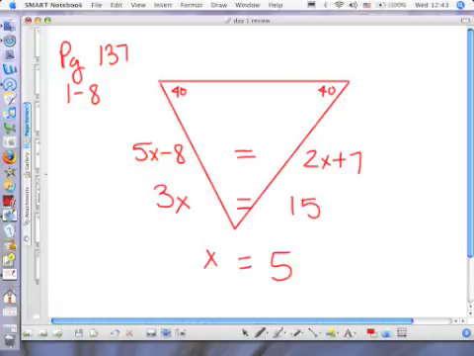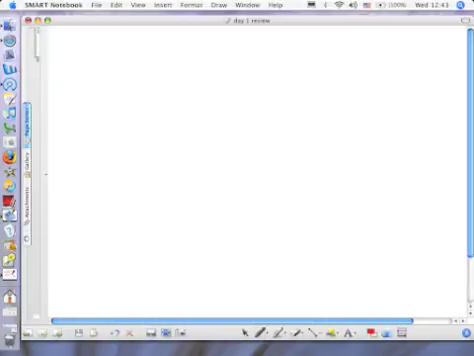And how do you find the length? Well, if x is 5, you plug 5 in here or 5 in here. Either way, you're going to get 17, because 25 minus 8 is 17, and 10 plus 7 is 17. Using properties of isosceles triangles.